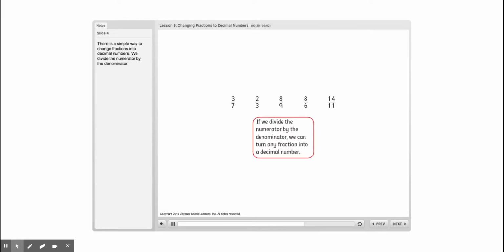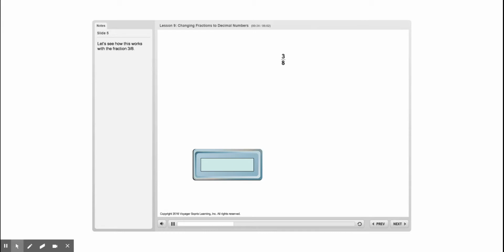We divide the numerator by the denominator. Let's see how this works with the fraction 3/8. To convert this to a decimal number, we divide the numerator 3 by the denominator 8. We'll use a calculator.